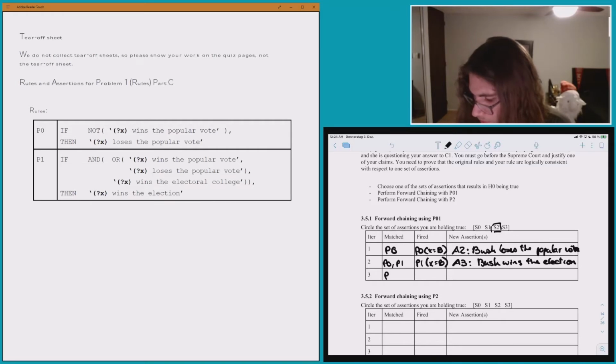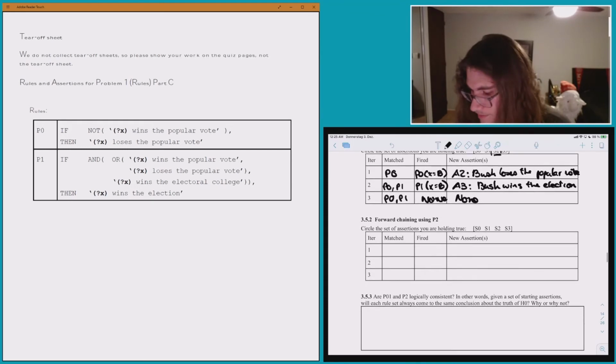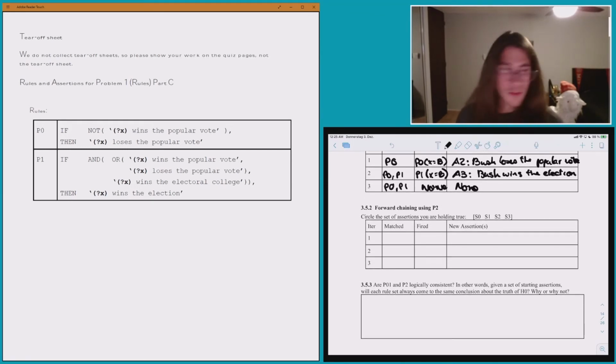And both P0 and P1 can match again, but in reality nothing fires because there's nothing new to add to the list of assertions, and therefore new assertions is none. Okay, so forward chaining.